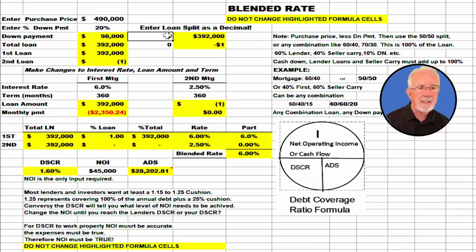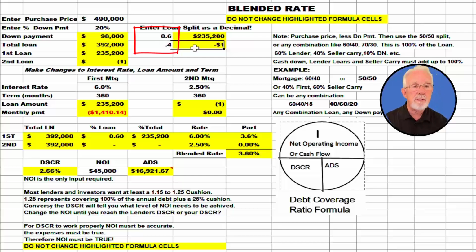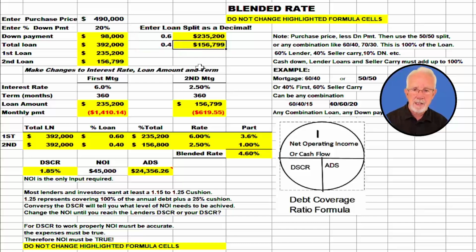We're going to say that the seller or the lender will allow a 60% loan, put that in as a decimal, and then behind that would be a seller carry second of 40%. Now one thing about this spreadsheet and this loan is that the loan has to come up to 100%. You could use 60-40 or 50-50 or 70-30 or 30-70 or 40-60, but whatever you decide to do, it has to add up to 100% because that's 100% of the loan. So now we can see that my blended rate is 4.60.